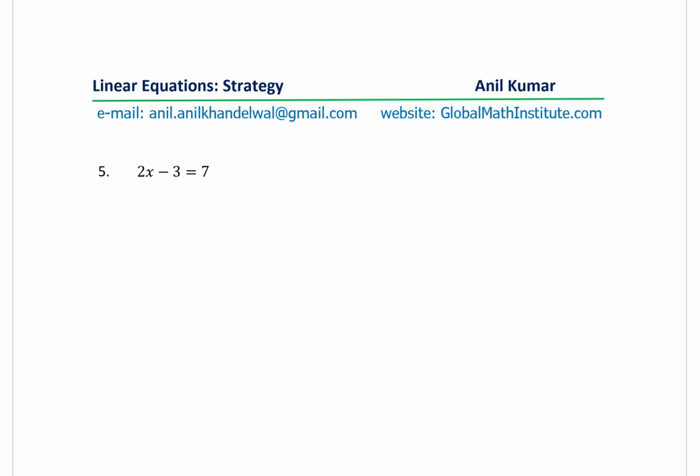Now let's take the second question, rather the fifth question, which is 2x minus 3 equals 7. I would now like you to pause the video, answer this particular question, and then look into my suggestions. So first step is to copy the question, which is 2x minus 3 equal to 7. And now we have to do the reverse operation. So in the reverse operation, what should you do first?